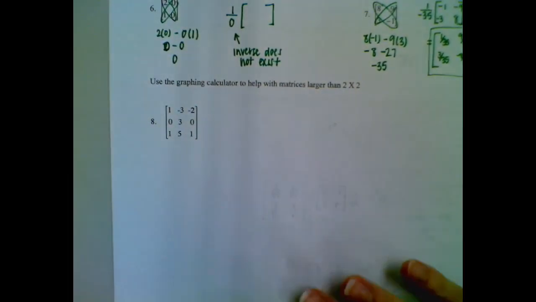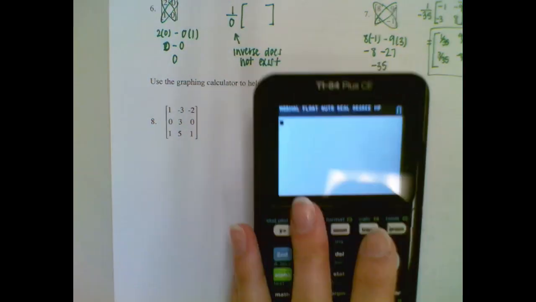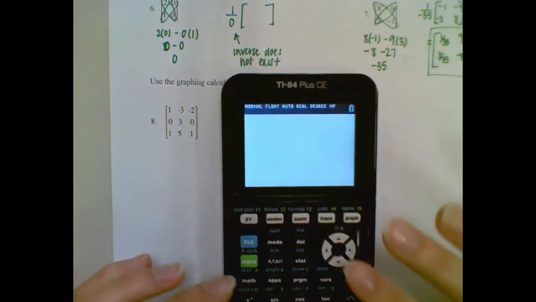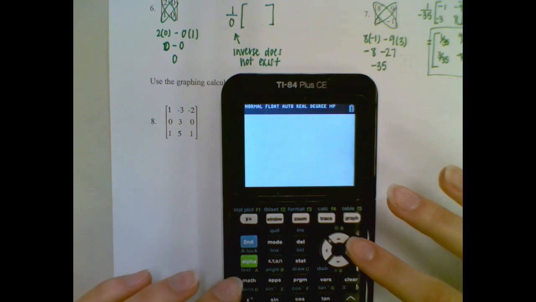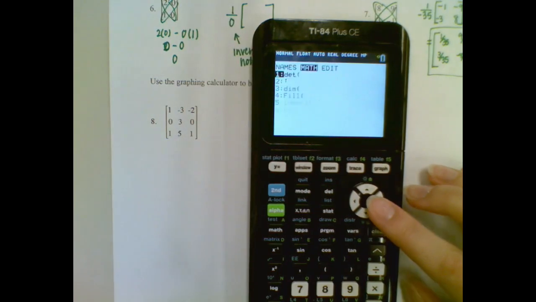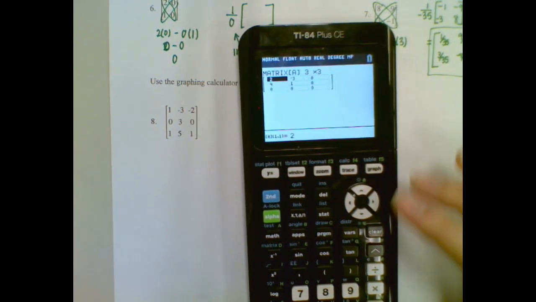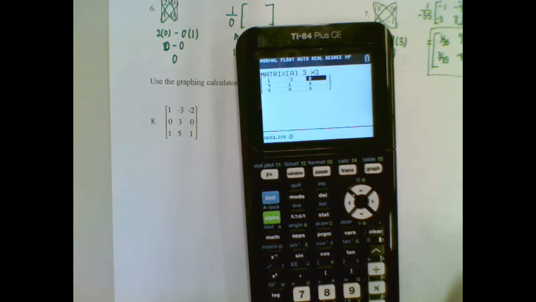All right, now we're going to use the graphing calculator to help with the matrices that are larger than 2 by 2. So here we have a 3 by 3 matrix. I'm going to show you how to do all of this on the calculator, like how to find the inverse, so you don't have to find the determinant or anything. We're just going to do it on the calculator. Second matrix, I'm going to go over to edit, and I'm going to make this a 3 by 3 again. 1, -3, -2, 0, 3, 0, 1, 5, 1.